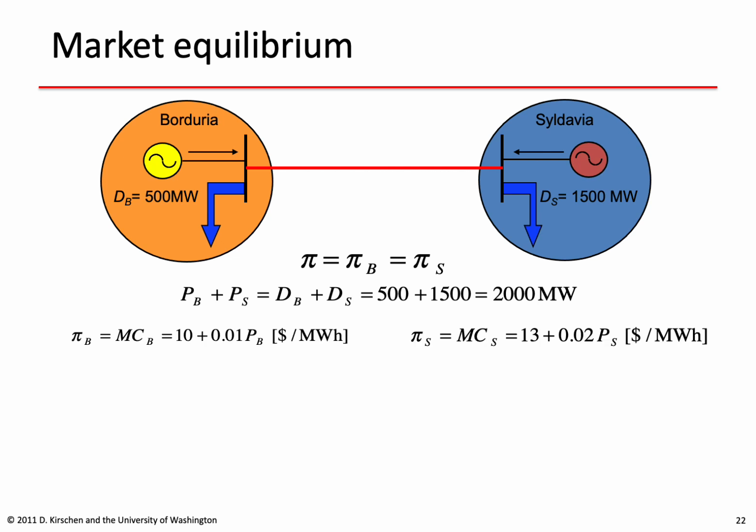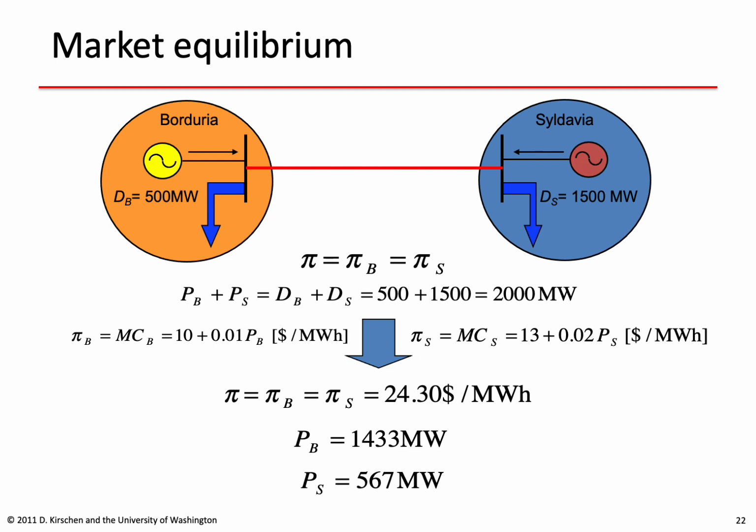Now we also have the expressions for the marginal cost and the price in both countries, so putting all of that together in these equations, we find that the price at this market equilibrium would be $24.3 per megawatt hour, and that would mean that we should be producing 1433 megawatts in Borduria and 567 megawatts in Syldavia.